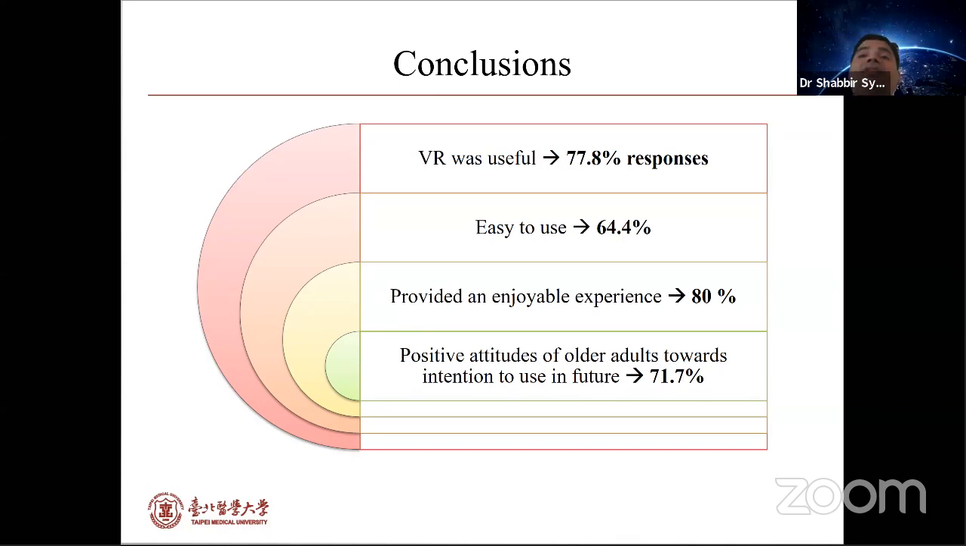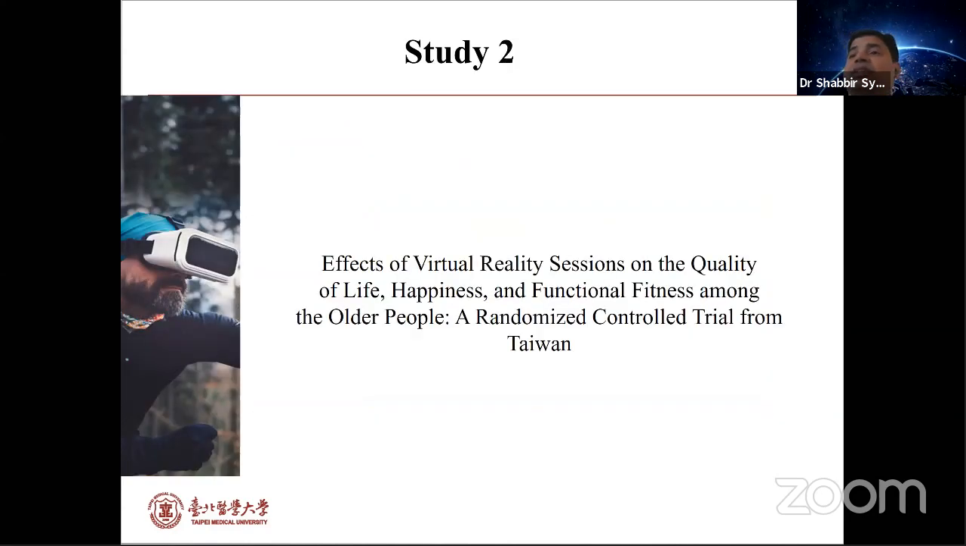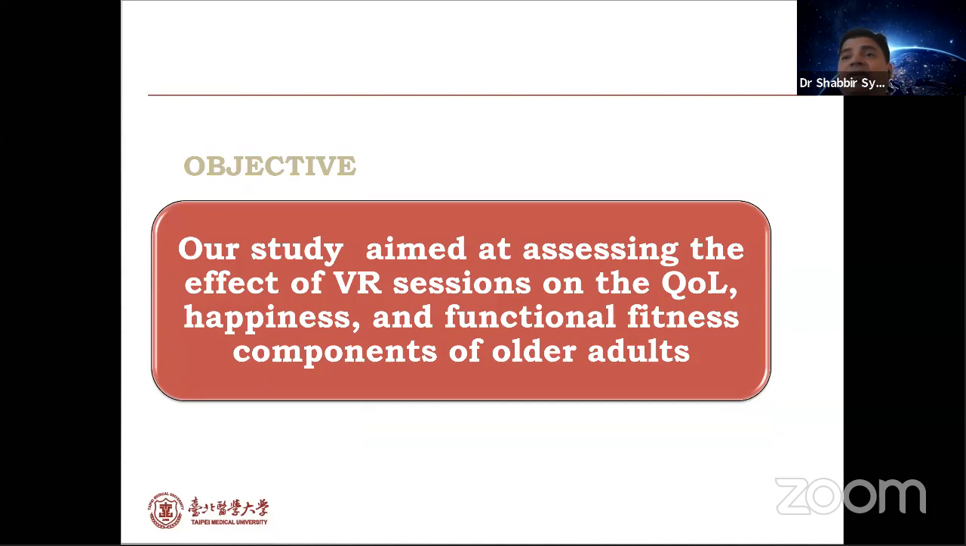Then I went with my second study. Okay, now I know they are willing to use, then I need to do some more scientific study, which we call a randomized control trial. So this is what we did. Effect of virtual reality sessions on quality of life, happiness, and functional fitness among older people. The aim of the study was to assess, as I told, quality of life, happiness, and functional fitness.